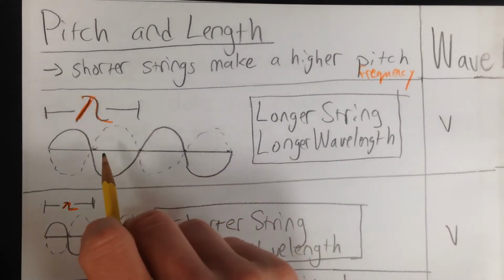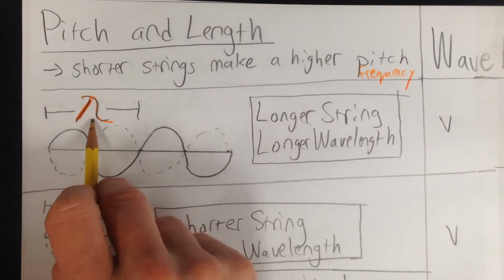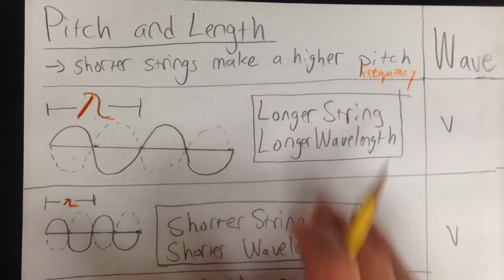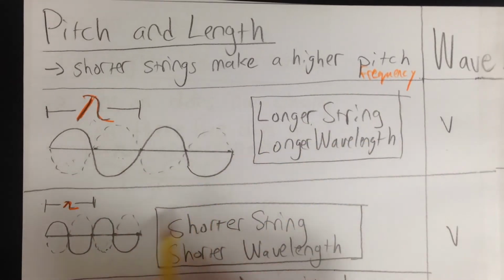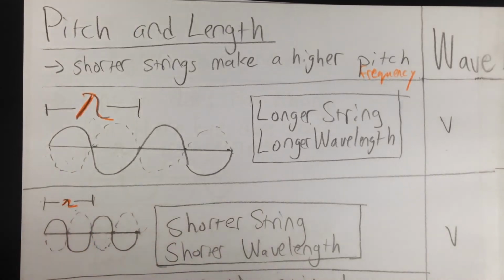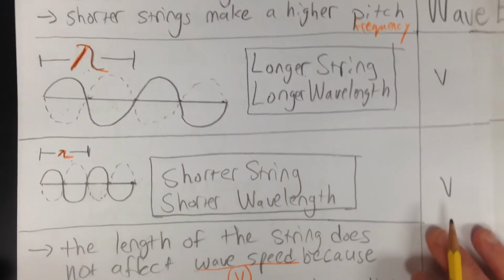So if you start out with a long string, what you'd have is a stretched out wavelength here. I see two antinodes as a wavelength. This is the fourth harmonic in this example. And if you were to shorten up that string but stay on the fourth harmonic, you could see that the waves squish and the wavelength becomes smaller. So a smaller, shorter string has a smaller wavelength. Now, wavelength gets smaller, so frequency goes up.